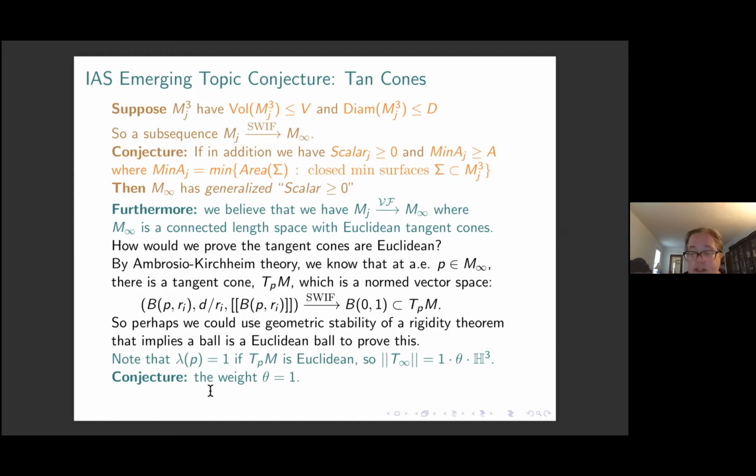If you have all this information, weight theta is 1, Euclidean tangent cones, connected limit space, now we can say the prism inequality has this statement. The prism inequality is defined using these kinds of notions. Distances between points, edges of a cube, areas of the outsides, mean convex can be defined. All of these things can be defined using Hausdorff measures instead of just this mass measure. And now it has a better sense of what we mean by scalar greater or equal to 0.